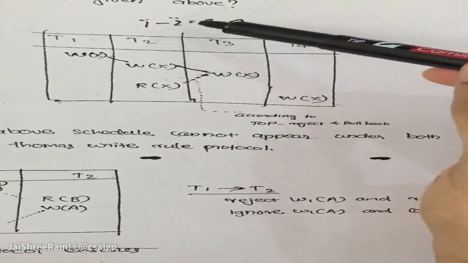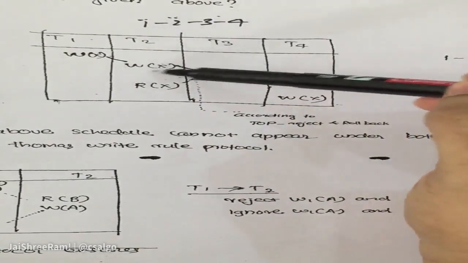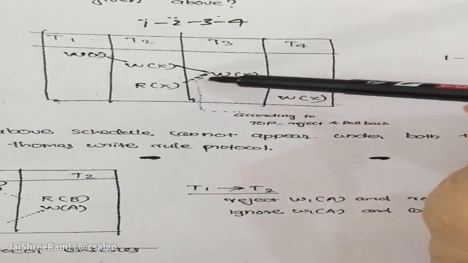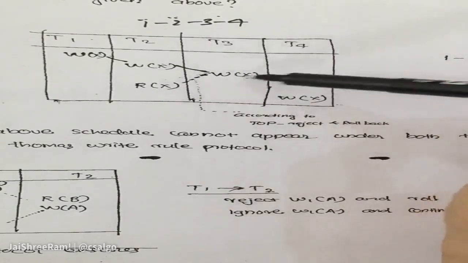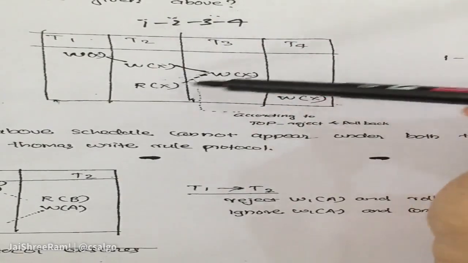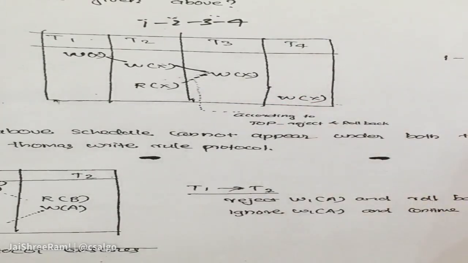Between 2 and 3, 2 should come first and then 3. And here it so happened that 2 is coming first and then 3, right? And again there is a conflict between 2 and 3, and it is saying that 2 should come first and then 3, but then it is violated, right? Therefore, this schedule is not possible according to this timestamp ordering protocol.